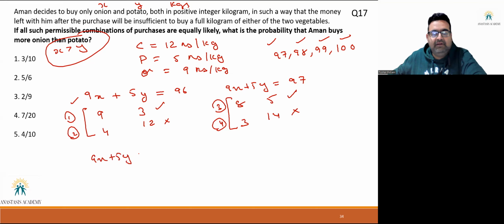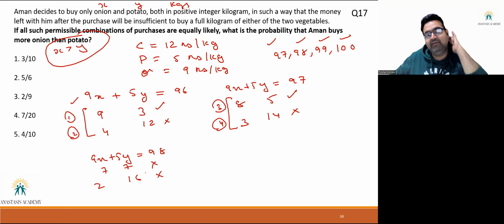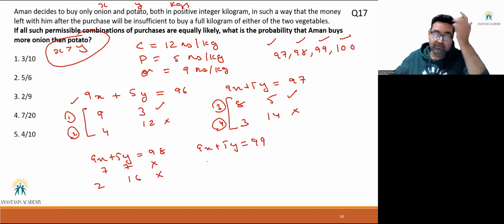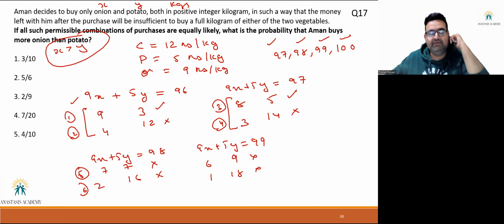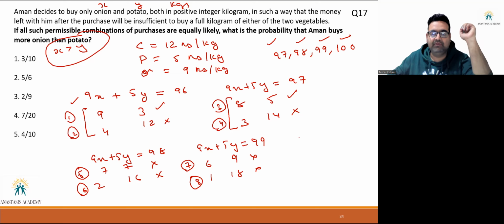9x plus 5y equals 98. This will also give you two solutions, (7, 7) and (2, 16). Both are not favorable because we need x more than y. Even equal to is not allowed. 9x plus 5y equal to 99 will again give you two solutions, (6, 9) and (1, 18). None of them are favorable. So we have 3, 4, 5, 6, 7, 8 solutions till now, and only two of them favorable.